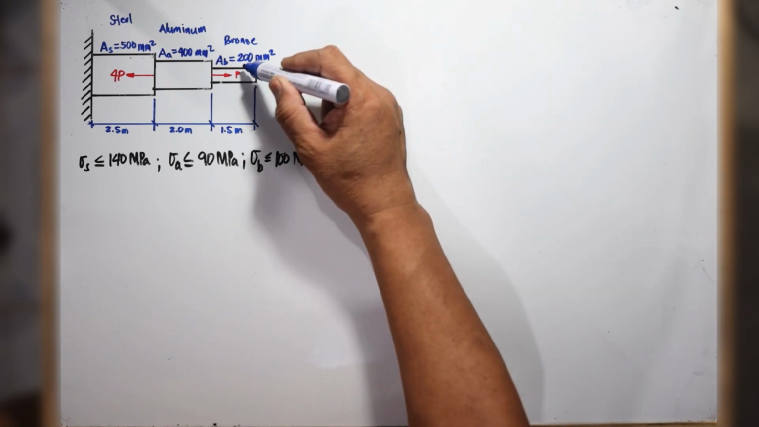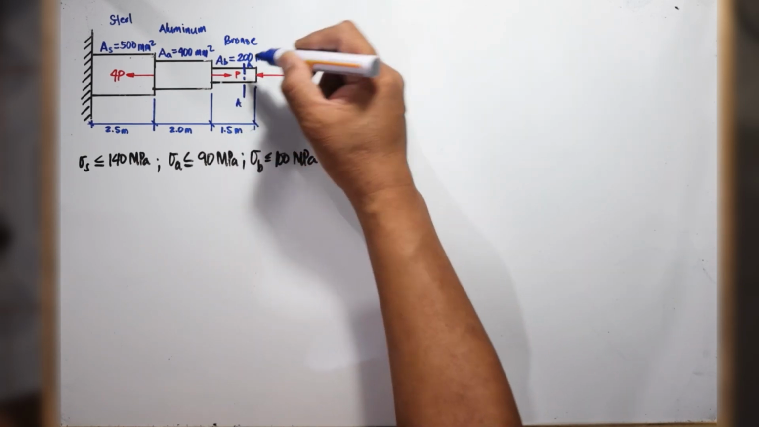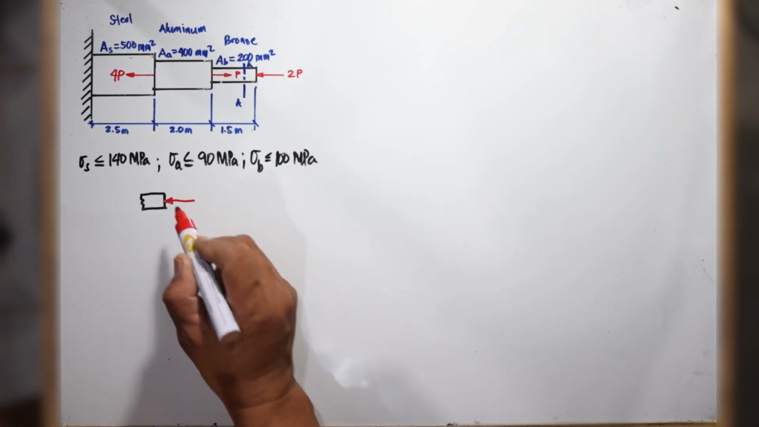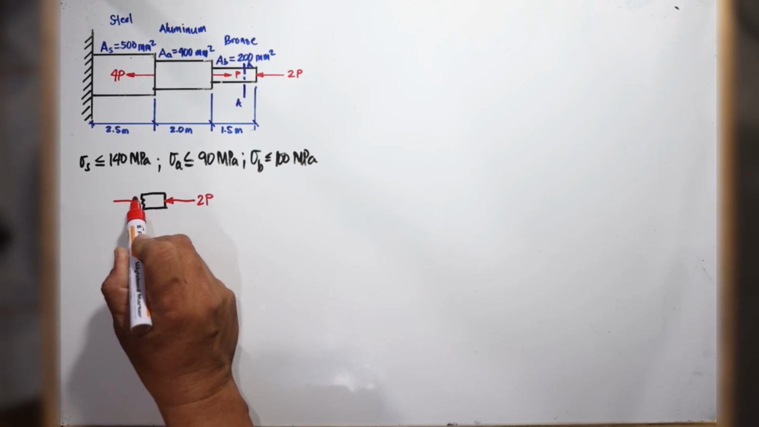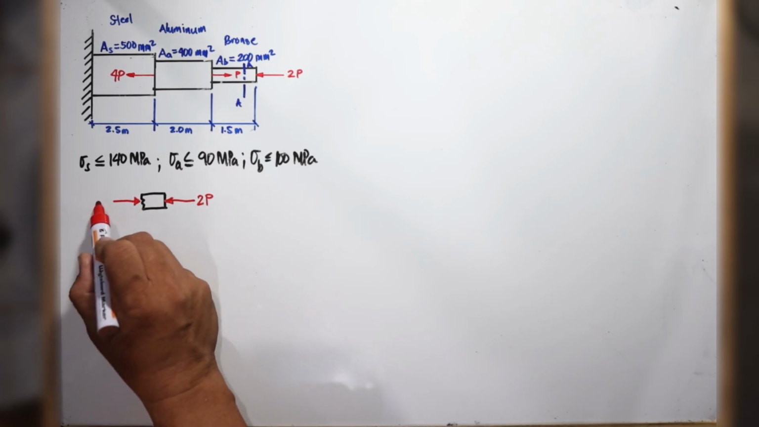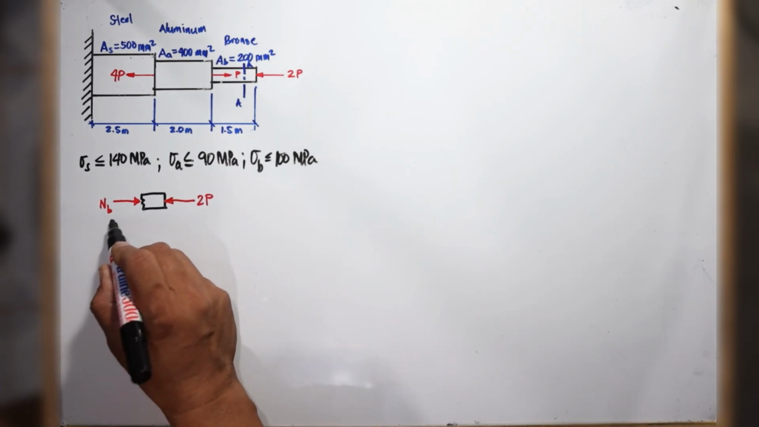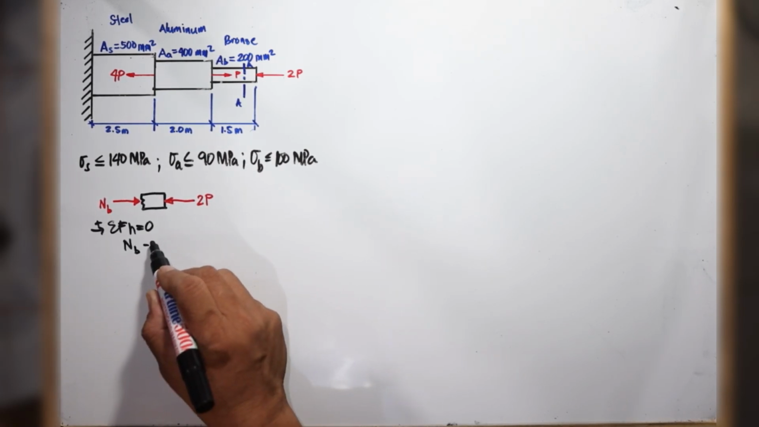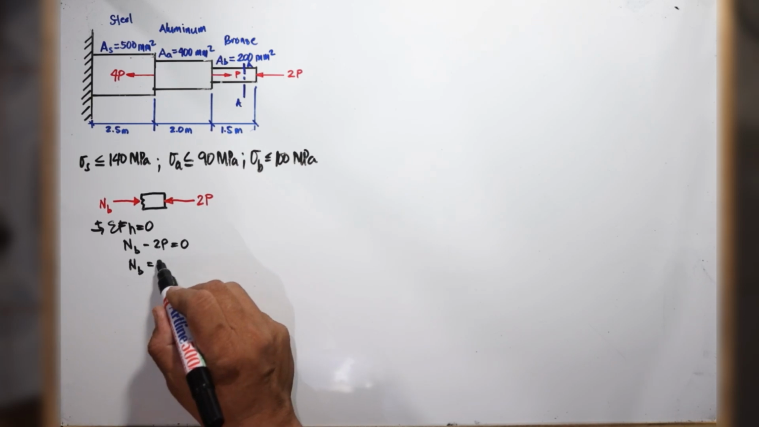So what we need to do is to cut a section. Let's call this section AA. And we draw the free body diagram of that bronze part, this one here. So we have the force 2P, and it is going to be resisted by an internal axial force. Let's call it N sub B for bronze. So by summation of horizontal forces equals 0, we get N sub B minus 2P equals 0. So our normal force is equal to 2P.